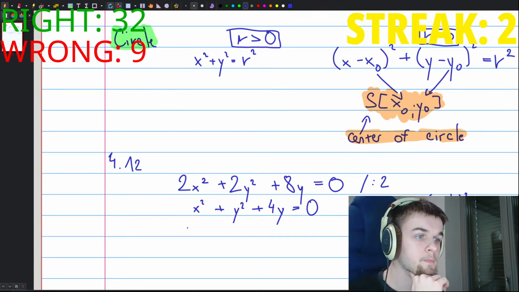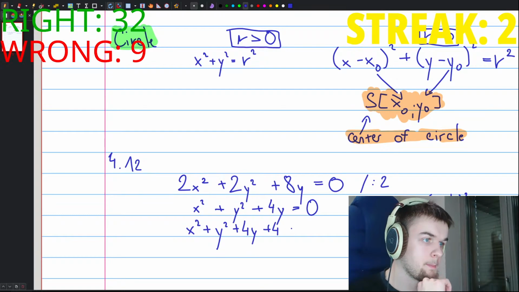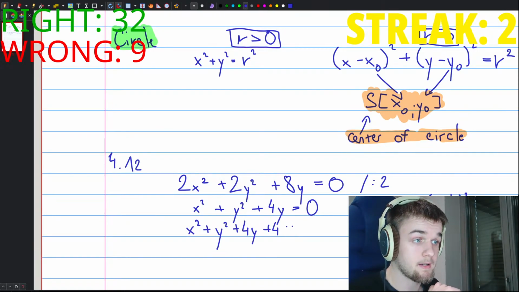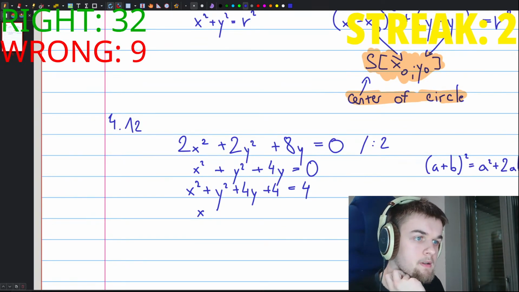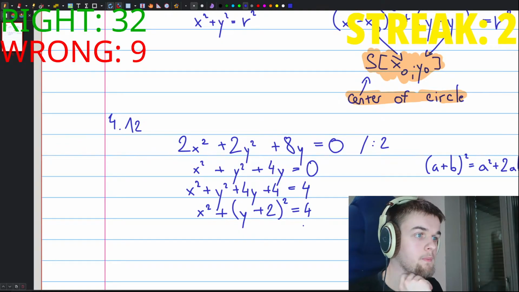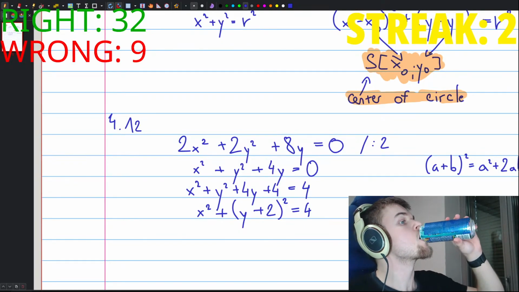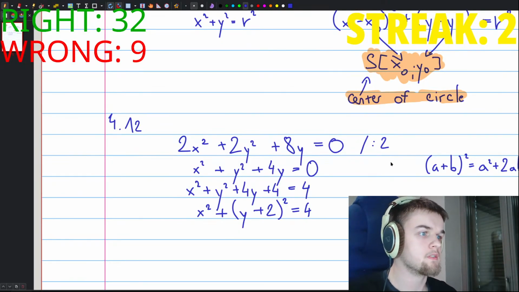So here you do x squared plus y squared plus 4y plus 4, since if this is 2, then squared is 4. But then you have to also add 4 to the other side to keep the equation equal. And then you can easily finish the square: y plus 2 squared equals 4. So now we have finished the square.